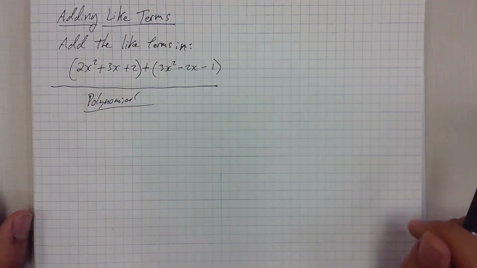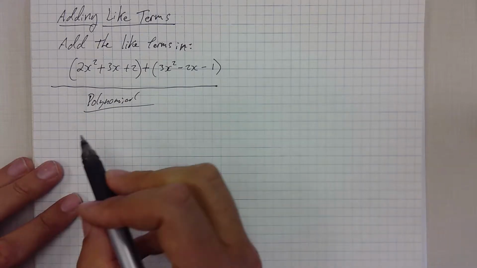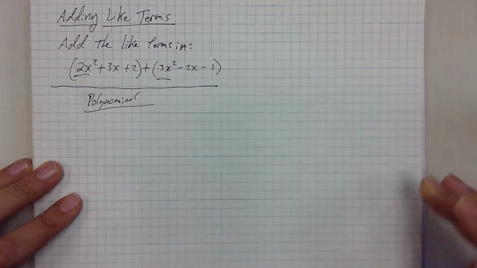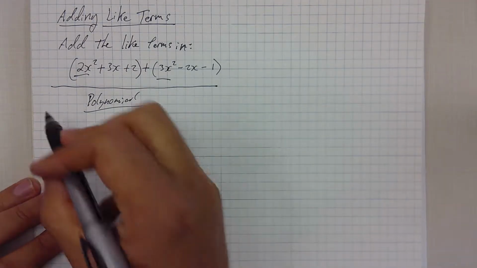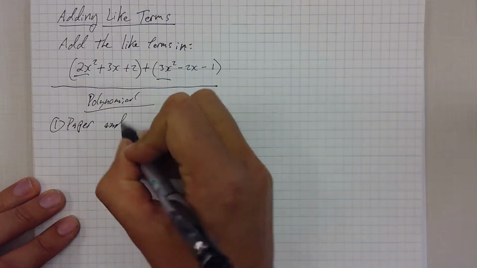They're all different terms. First thing I need to do is identify what are the like terms. In this case, I've got 2x squareds and I've got 3x squareds. Those are like terms. I'm going to add those together. So the first method I'm going to use is just paper and pencil.